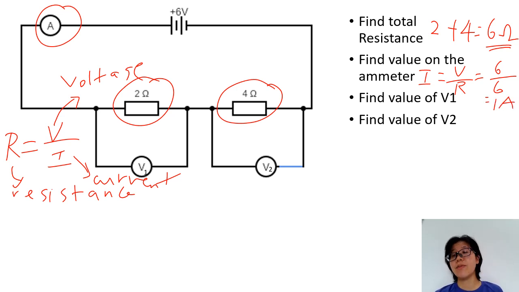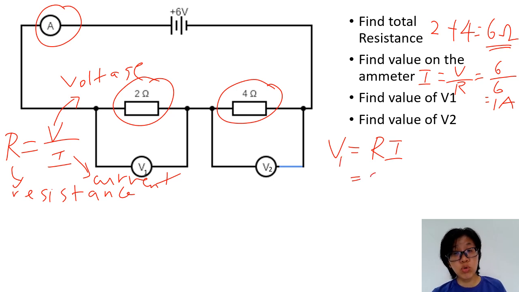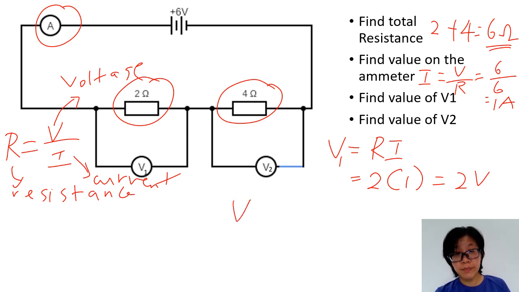Now let's find the value of V1. V1 means the potential difference across the 2 ohm resistor. The resistor is 2 ohm, and the current passing through is 1 ampere, so this will give us 2 volts. Then for V2 in the same manner, V2 is the voltage across the 4 ohm resistor. Resistance is 4, current that we have calculated is 1, hence it is 4 volts.